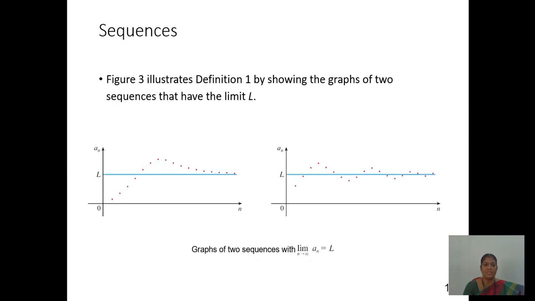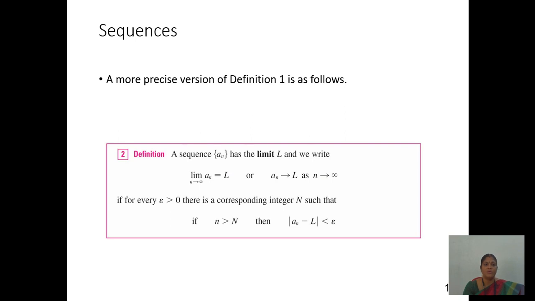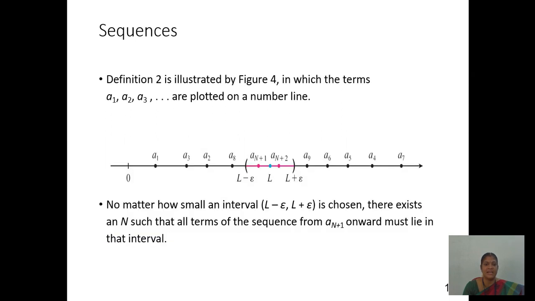Some examples of the graph of a sequence. A more precise version: a sequence an has the limit L. We write limit as n tends to infinity of an equal to L, or an tends to L as n tends to infinity. Definition: for every epsilon greater than 0, there is a corresponding integer N such that if n is greater than N, then the absolute value of an minus L is less than epsilon.